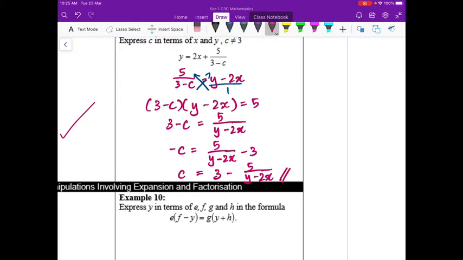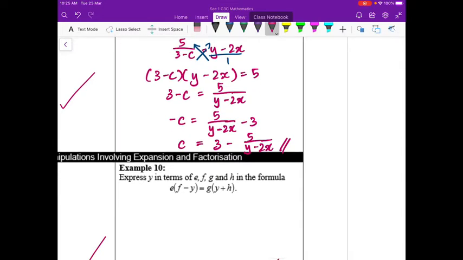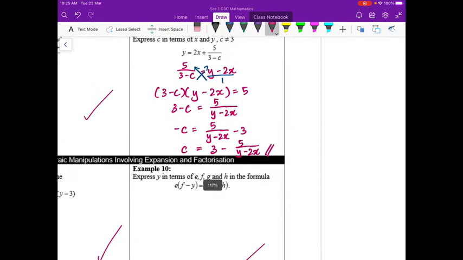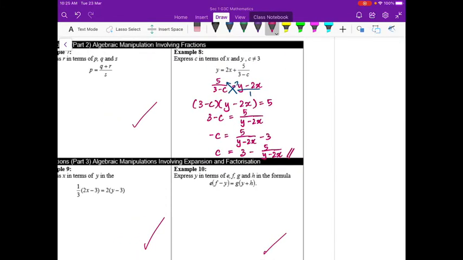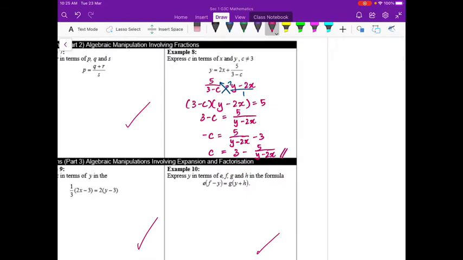Are there any other answers that are accepted? Yeah, sure. If you want to combine the 3 minus 5 over y minus 2x into one single fraction, you can. But this already meets the requirement. They just wanted you to make c the subject. There's no need for you to combine, and then you risk more careless mistakes. Okay, so once you made it the subject, good enough. And this is a simplified form. Okay, next. The other questions were also already done.